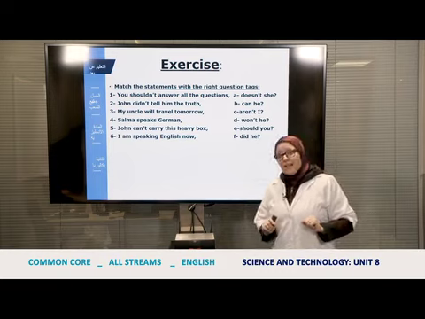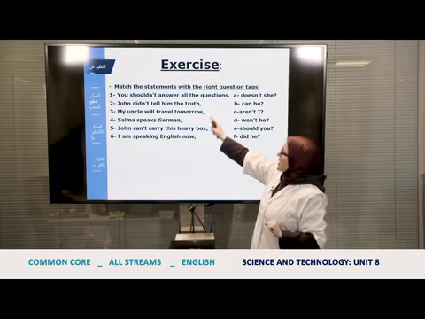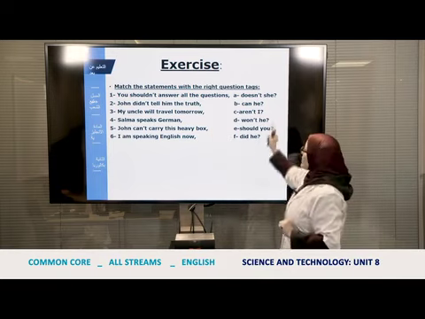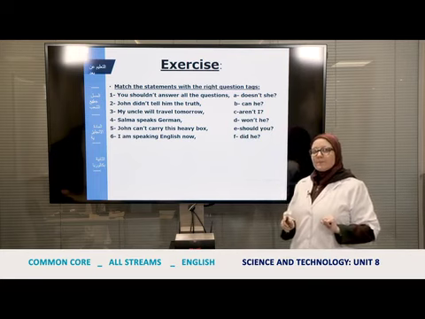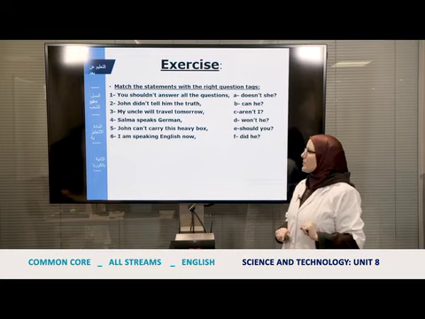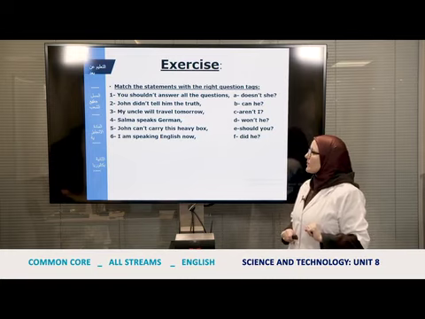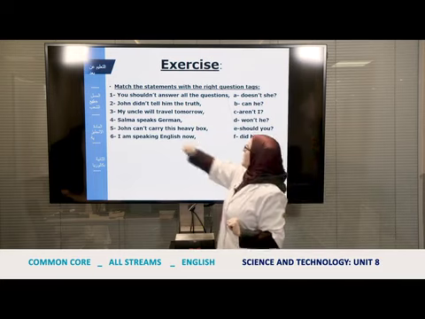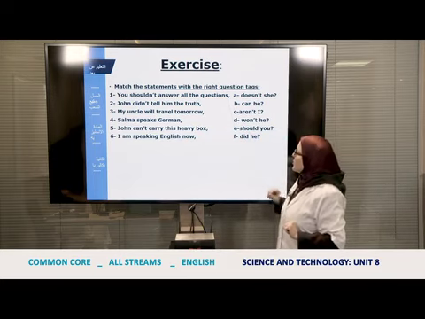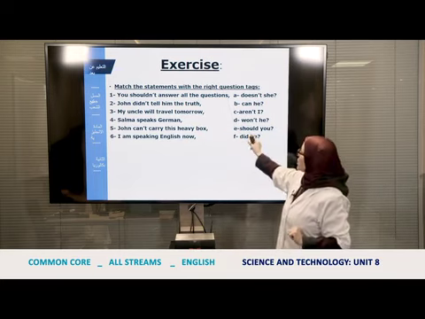So, for the first exercise, I'd like you to match each sentence with the right question tag. Correction. So for the first one, we have the word shouldn't, it becomes should, and we have you. So you shouldn't answer all the questions, should you?